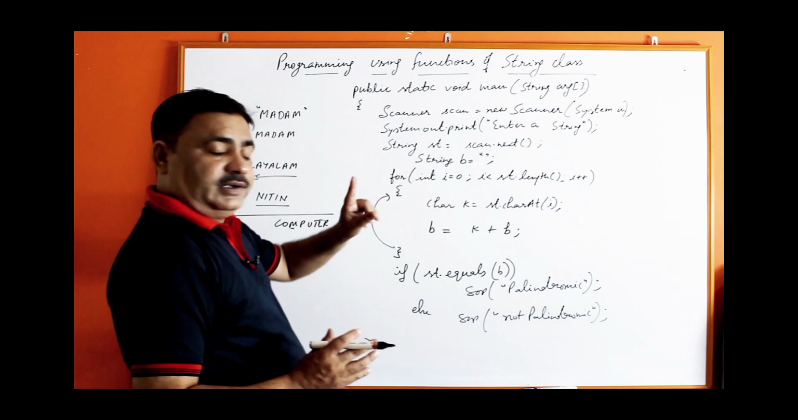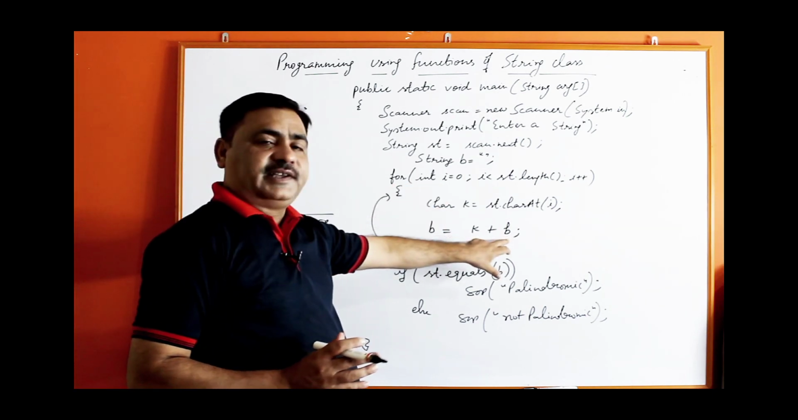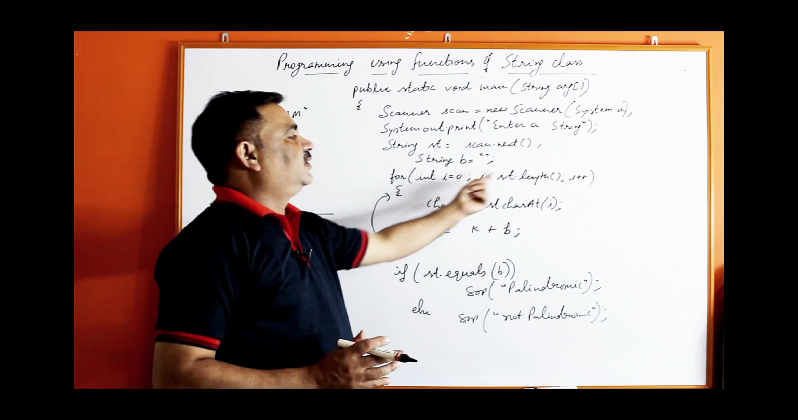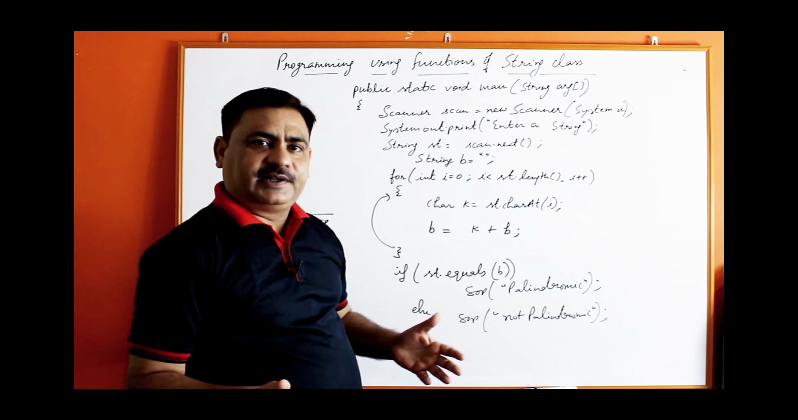One more way was there. Even you can write b equal to b plus k, but reverse the loop. That way you can also do. So there are many methods through which we can make the same program.